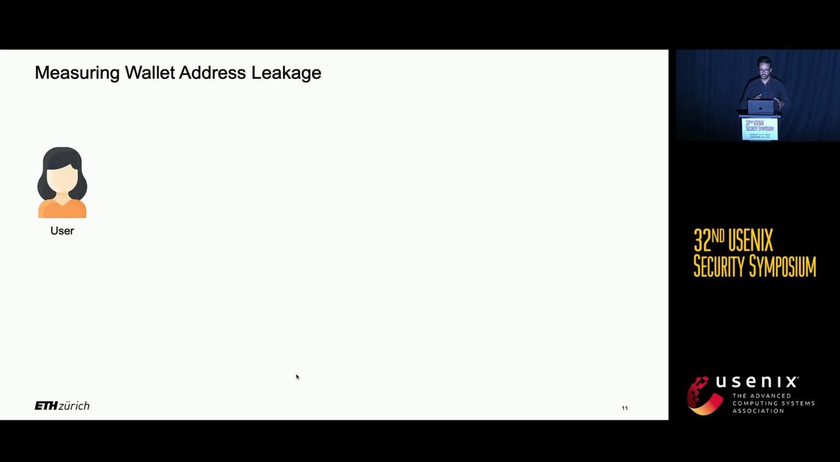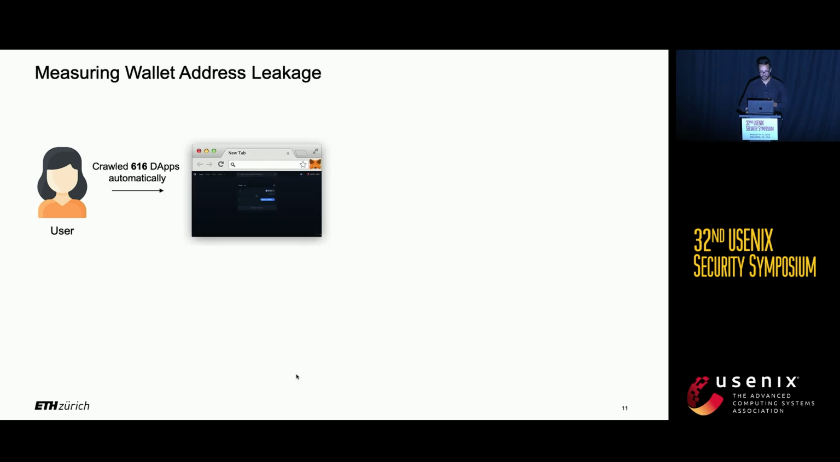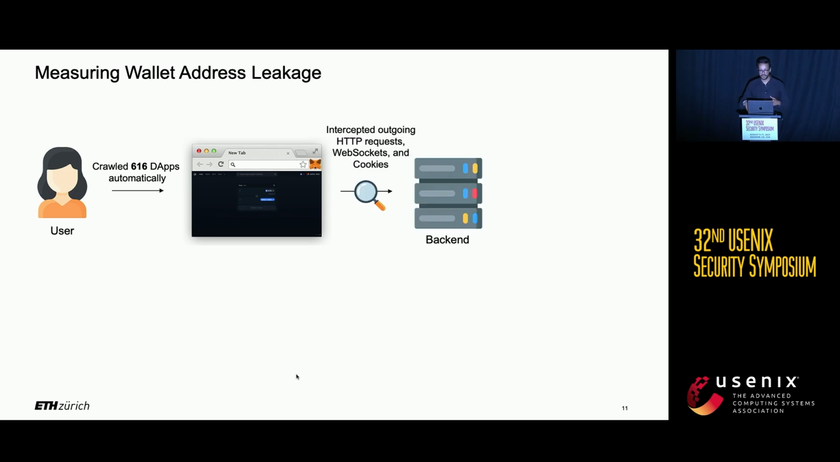Let's talk about measuring wallet address leakage. So we crawled over 600 different DApps in an automated fashion. Think about it, you need to connect to the website, you need to connect your wallet to it, so there's a lot of work involved. We created this framework that does this all automatically. So we managed to connect automatically to over 600 of these DApps, and afterwards we intercepted all the traffic. So HTTP requests, such as GET requests, POST requests, but also WebSocket requests, and also cookies.